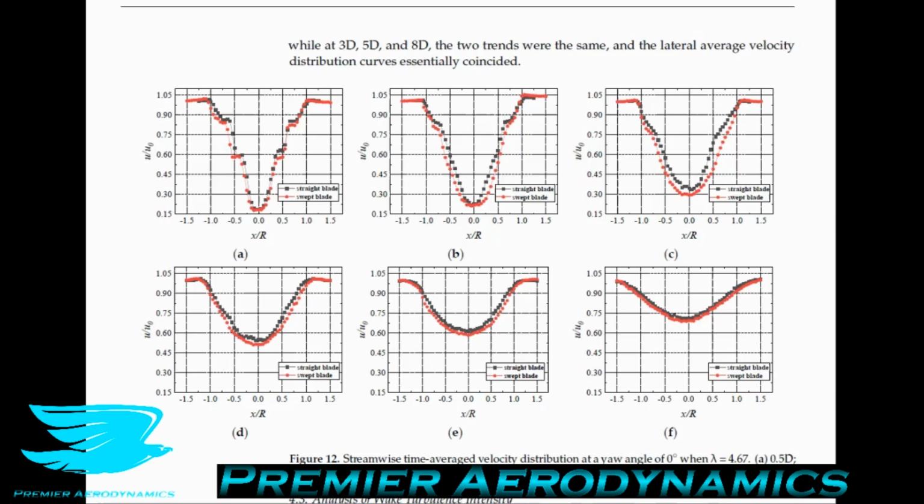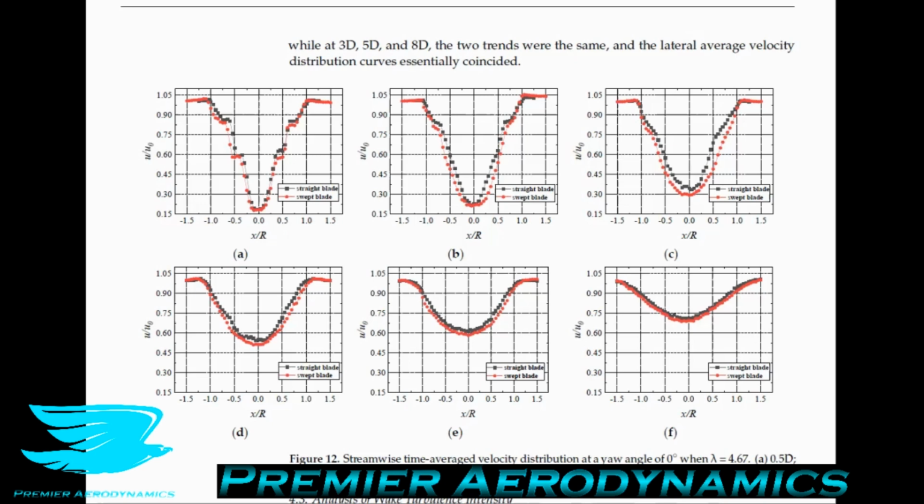So why is that? One possible reason is that the swept blades were producing a lot more power, which means that they're extracting more energy out of the flow. So if you're extracting more energy, it means that the flow is going to be slower. So that's potentially why the wakes are not recovering nearly as quickly. They won't recover to the same extent as the straight blades, because you're taking out more energy potentially.